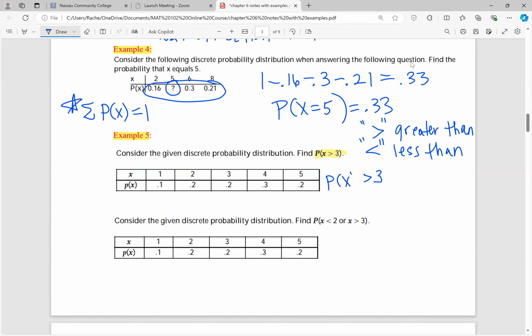Well, what values of X in this table are greater than 3? Only 4 and 5. So what we have to do is we have to add up those probabilities. So that's going to be equal to the probability that X is 4 plus the probability that X is 5. So that's going to be 0.3 plus 0.2, which is 0.5.